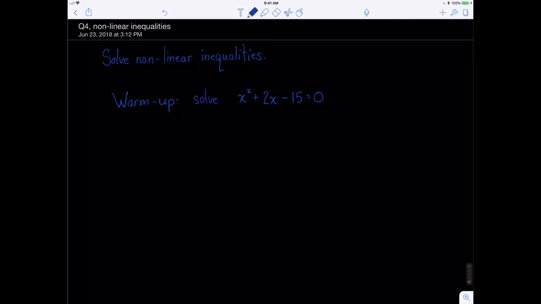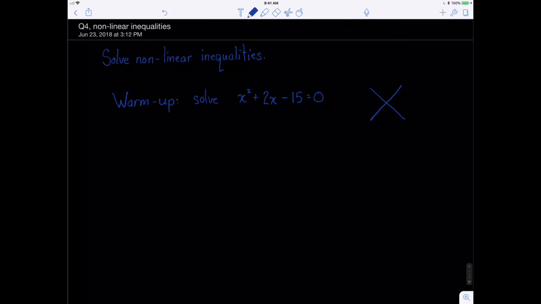Hi, in this video we are going to solve nonlinear inequalities, and we're going to first do a warm-up. What I want you to see is we have learned three strategies. We've learned that you can solve a quadratic by factoring, by completing the square, or by using the quadratic formula. So we're going to review each one of those with the same problem.